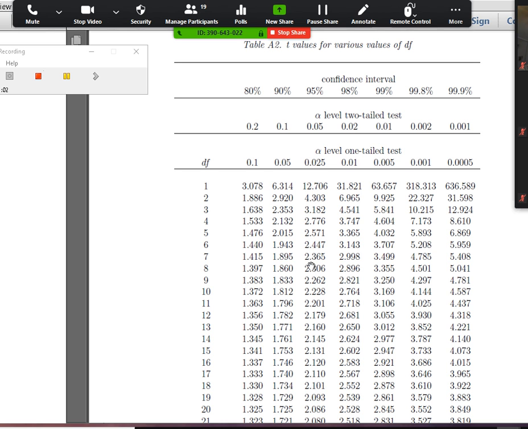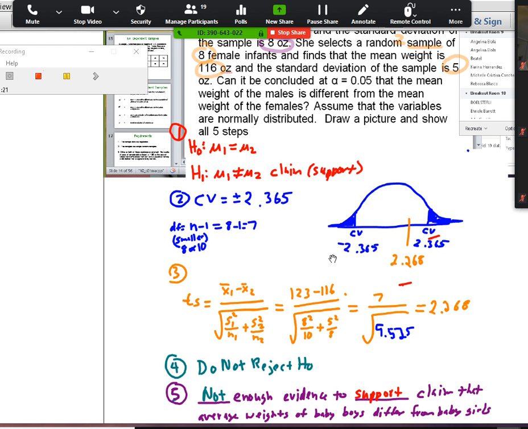Is that right? Yeah, I think that's right. Okay, good, 2.365. So it's going to be positive and negative, two-tailed, 2.365. So draw them in, shade and shade.